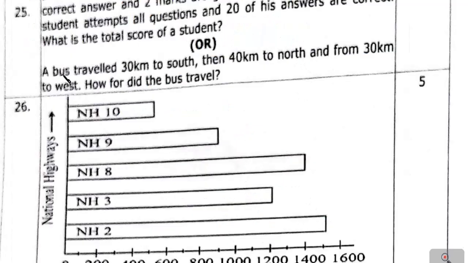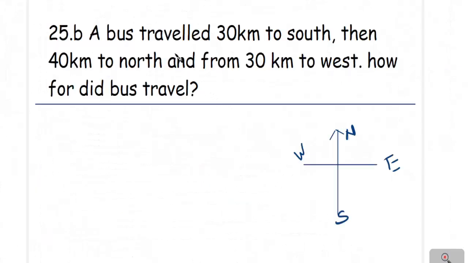The next question: a bus travels 30 km to the south, then 40 km to the north, and then 30 km to the west. How far did the bus travel? So the bus traveled 30 km to the south. From this position, the total is 30 km. This is the south.